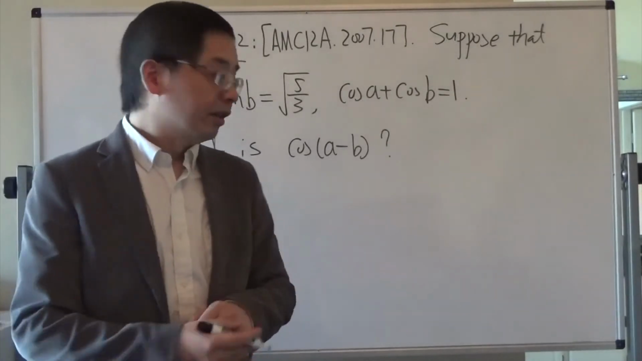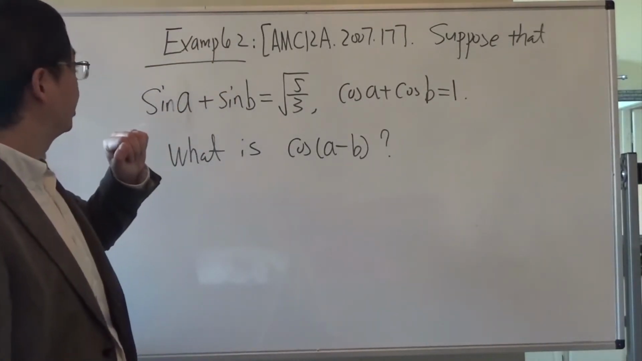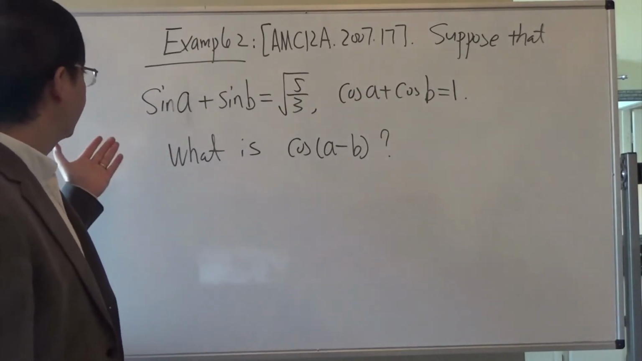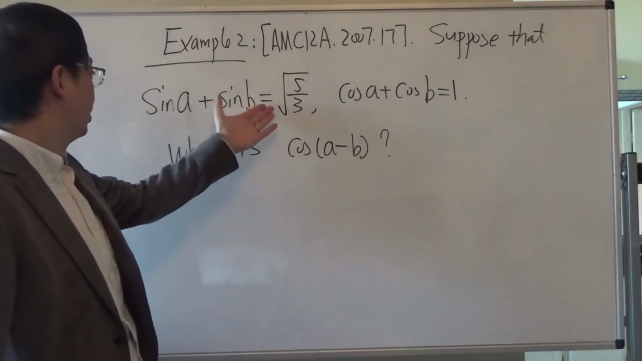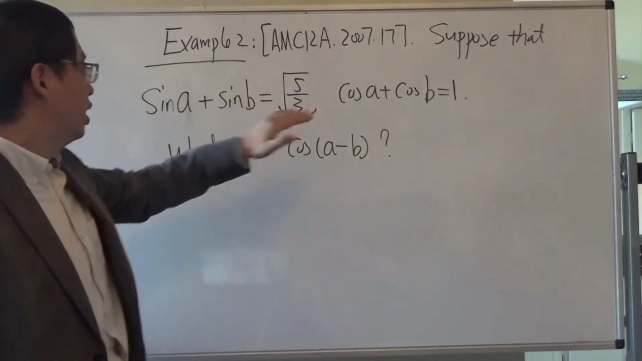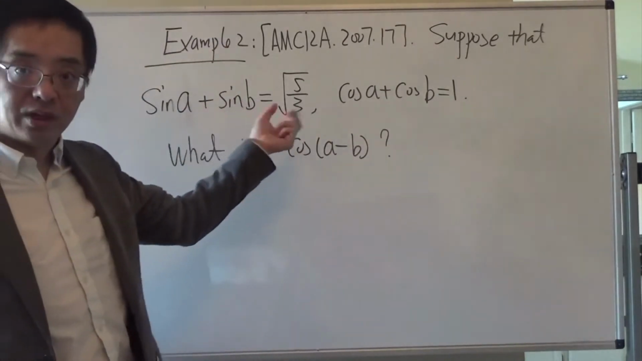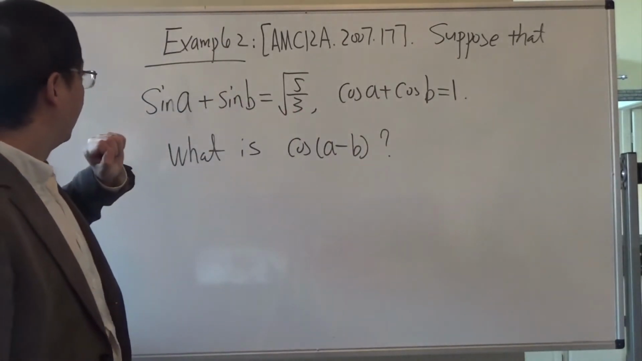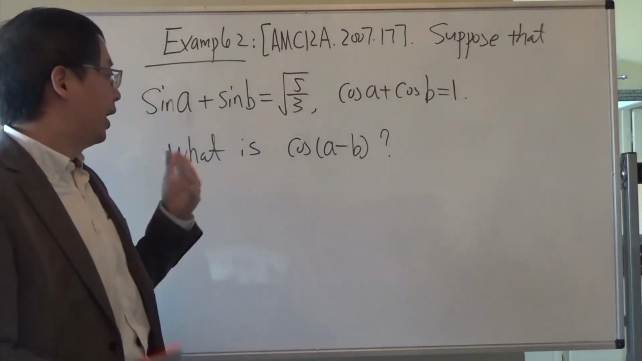Let's look at the second example. This is a past question from AMC 12A. The problem says, say we have two angles A and B. Sine A plus sine B equals the square root of 5 over 3. Cosine B plus cosine A equals 1. And based on these two equalities, what is the value of cosine of A minus B?